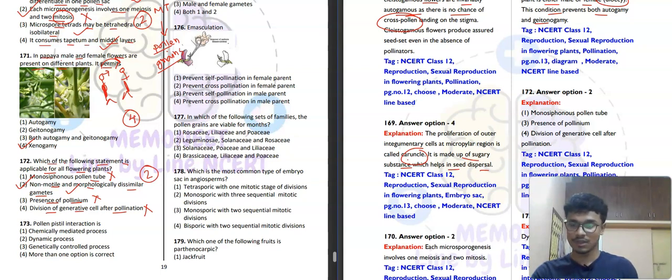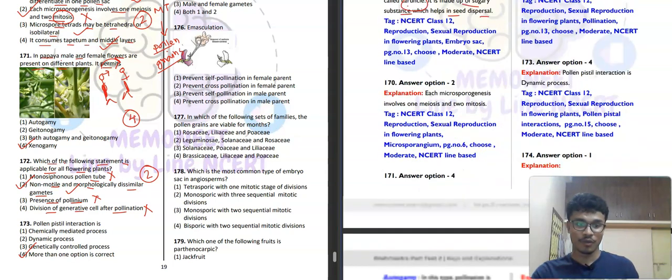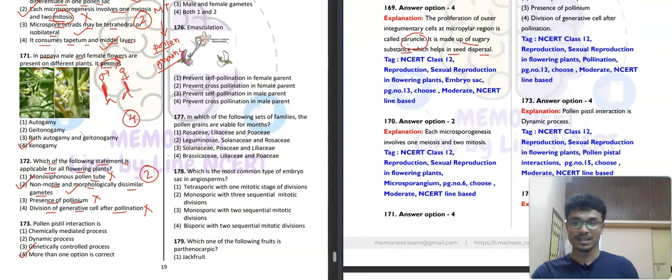Okay. Now moving towards the next. Pollen pistil interaction is a chemically mediated process, dynamic process, genetically controlled process, or more than one option is correct. Here more than one option correct will be the correct answer, because pollen pistil interaction is a dynamic process and also a chemically mediated process. So first and second options are correct. That's why more than one option correct, the fourth option, will be our correct answer for this question.